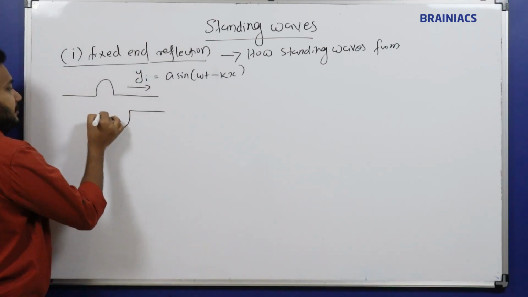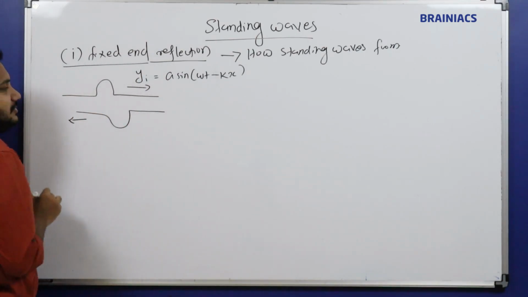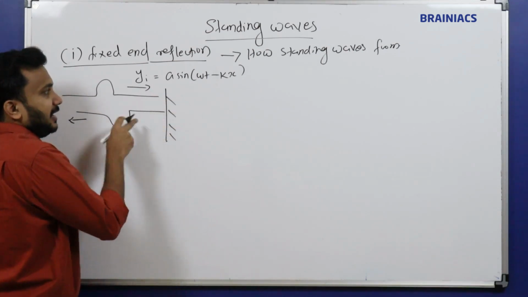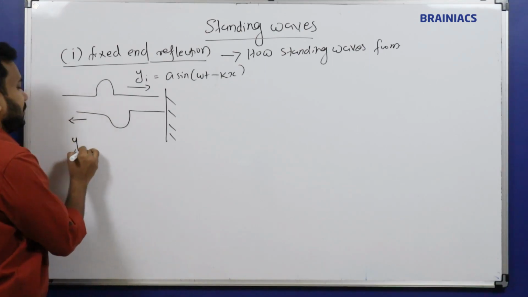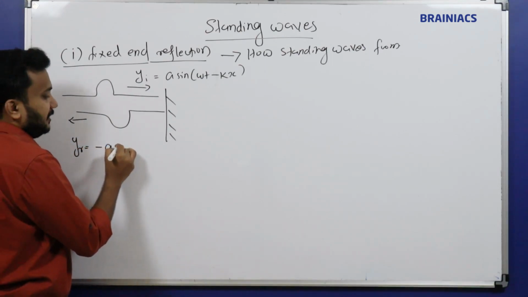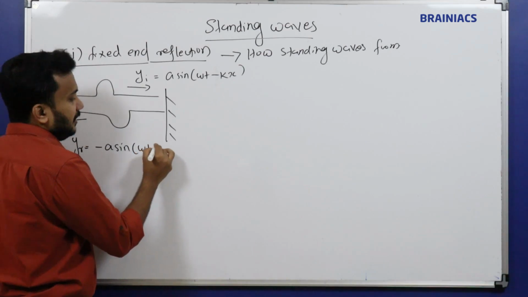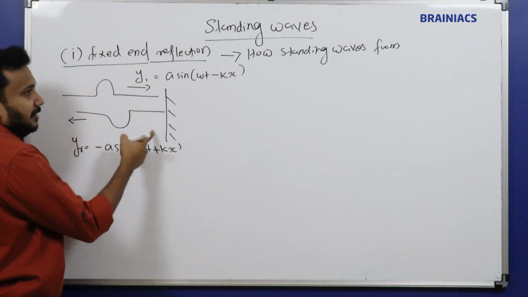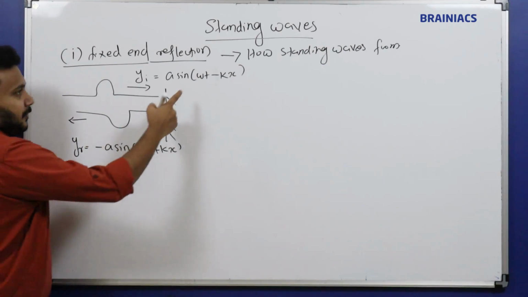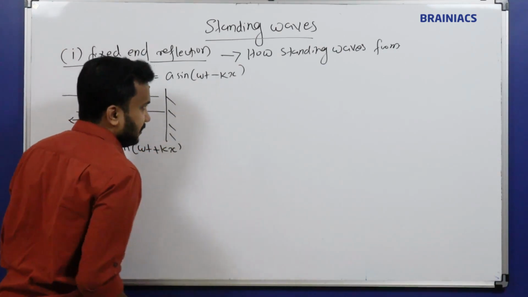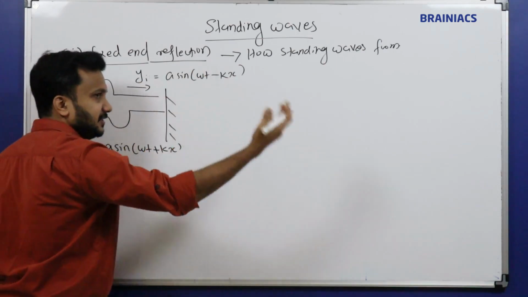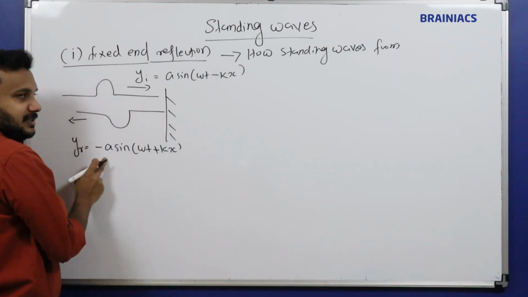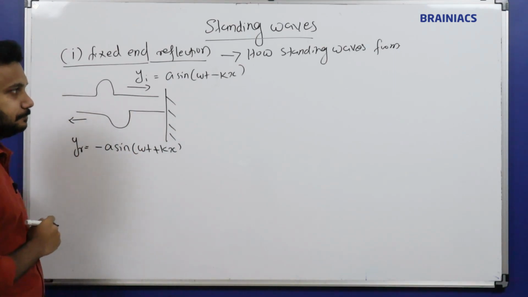The second wave is a fixed end reflection, where we know the amplitude gets reversed. So the reflected wave will be y_r = −a sin(ωt + kx). Why plus kx? Because the wave is now traveling in the negative x direction, whereas the incident wave travels in the positive x direction, which is why it is minus there and plus here. The amplitude reverses because it's a fixed end reflection.